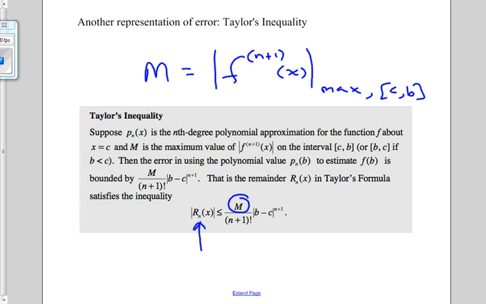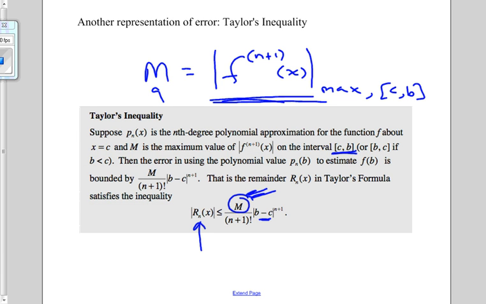So in other words, on the interval c to b, this M value that's showing up here is the maximum (n+1)th derivative on that interval. And then the slight change is that instead of x, we've got b minus c that we're looking at, over that maximum, over that entire range, b minus c raised to the n plus 1.